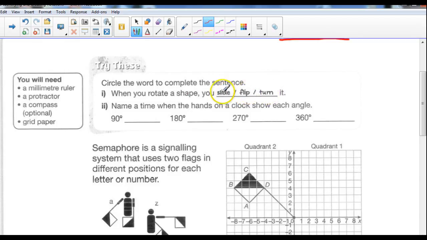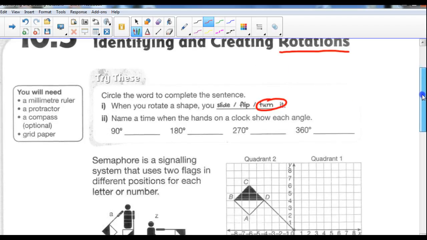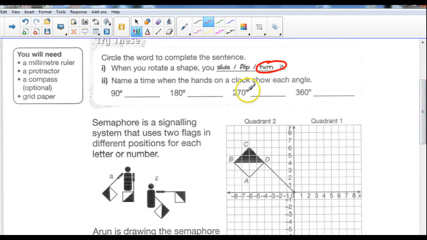Well, we know sliding has to do with translating. We know flip it has to do with reflection, so obviously it must be turning it for a rotation. Okay, so name a time when the hands on a clock show each angle.